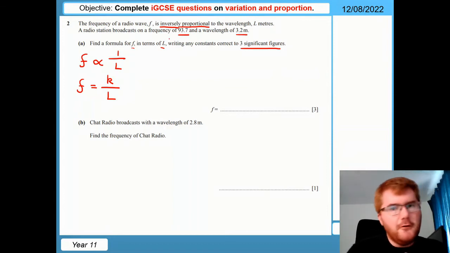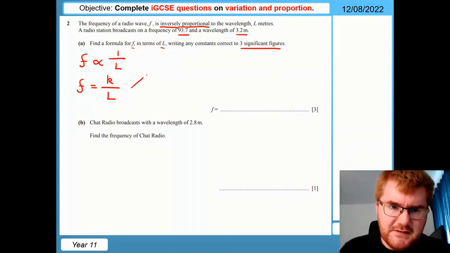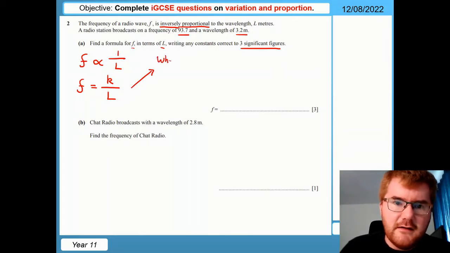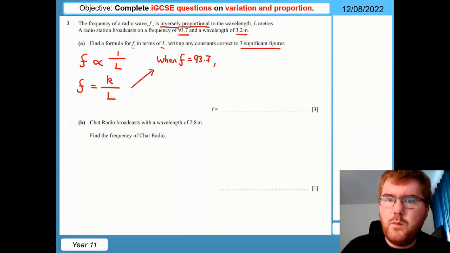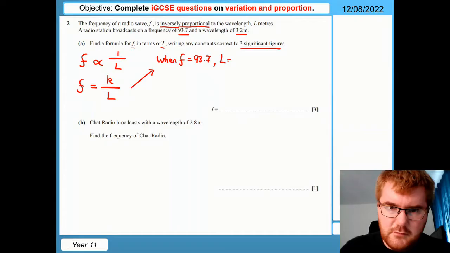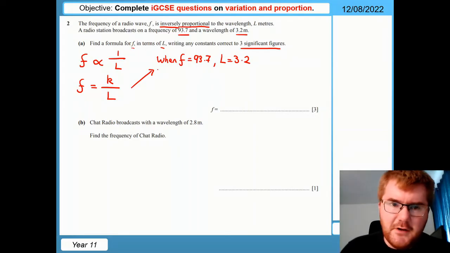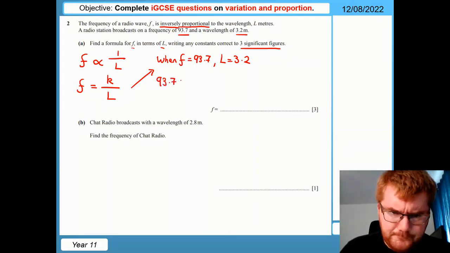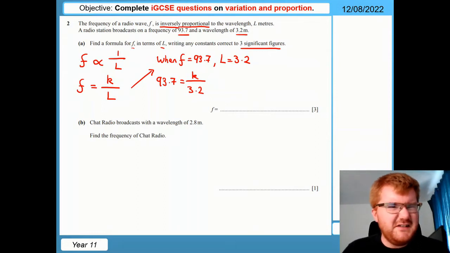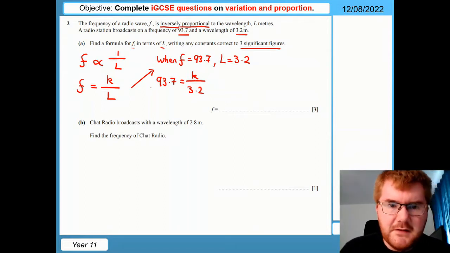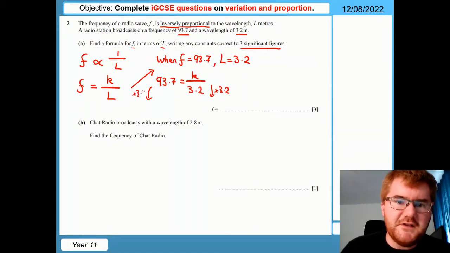Now this comes from a paper 4, so there will be some calculator work to do. So what we'll do now is that when the frequency, so f, is equal to 93.7, then the wavelength L is equal to 3.2. And we're just going to put this into our basic formula. So wherever I see an F, I'm going to put a 93.7. K is what we're looking for. And then we have 3.2. And in order to get the K on its own, we've got this dividing by 3.2, kind of annoying. So what's the opposite of that? Well, we're going to multiply by 3.2 on both sides of the equation.